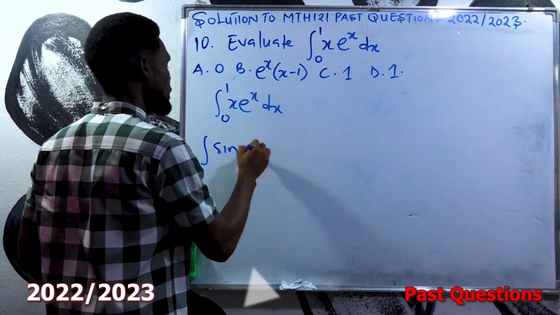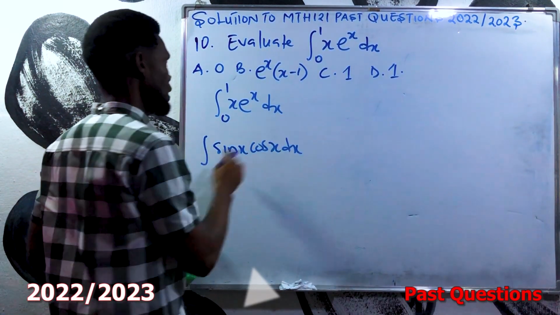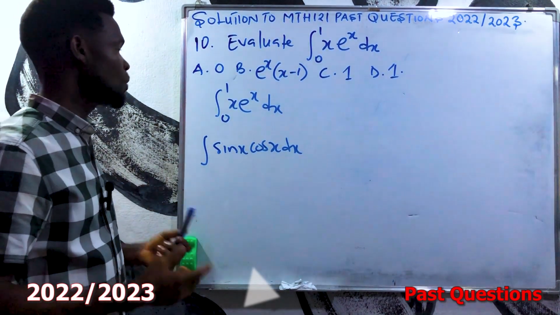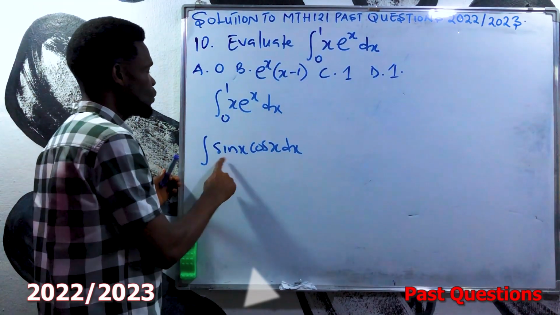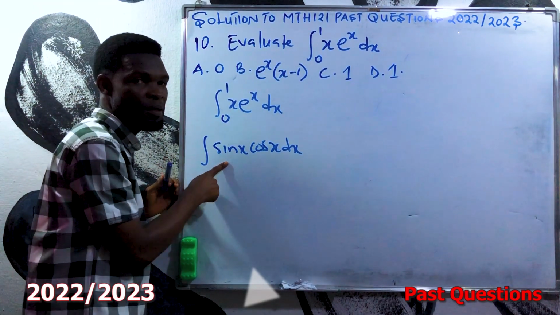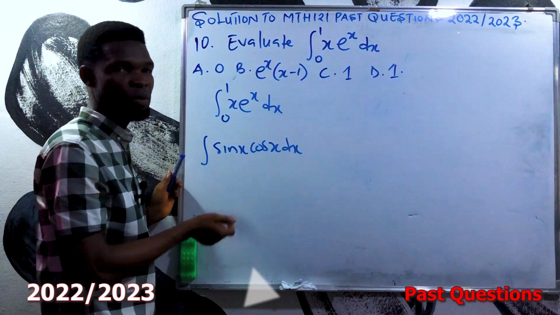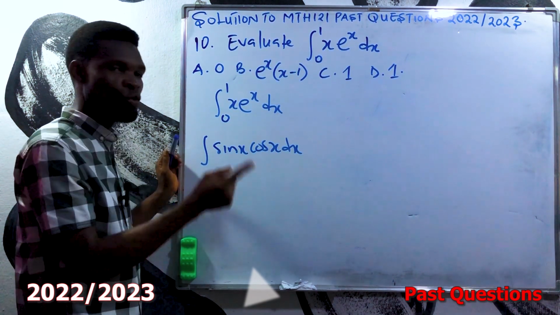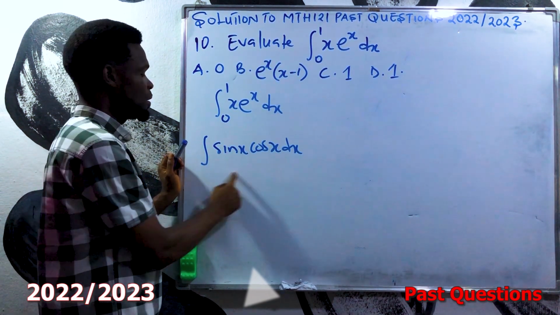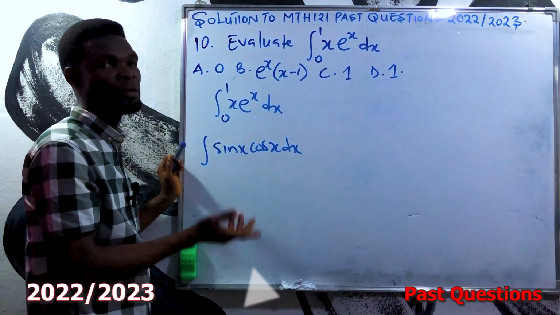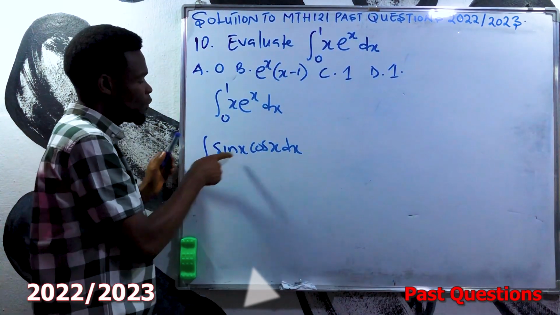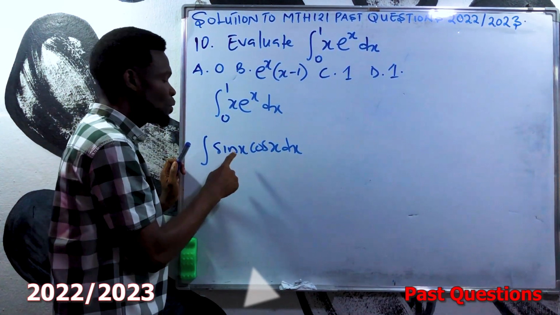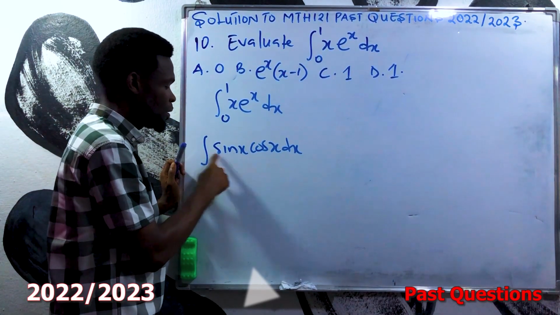I have sine x cos x dx. I want to integrate this. The rule says that if I differentiate one of the integrands, and it gives me the other one, then the rule is just take the square of that particular integrand, divide it by 2 plus c. This is what I mean. If I differentiate cos x, I'll have minus sine x, but what you have is sine x.